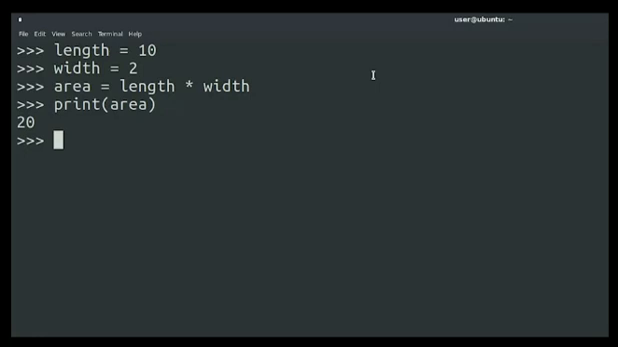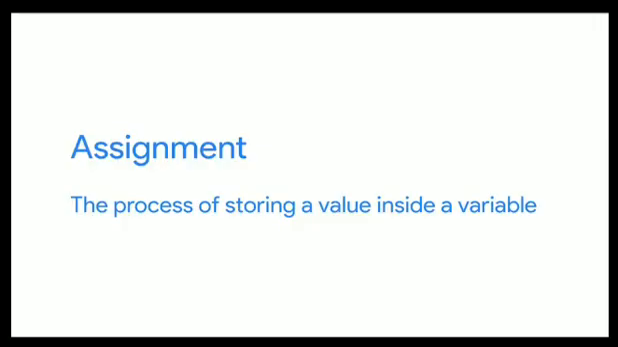Imagine a simple script that calculates the area of a rectangle using the formula area equals length times width. Area, length, and width can all be represented by variables, like this. In this script, we're creating 3 variables and storing different values in each. The process of storing a value inside a variable is called assignment.